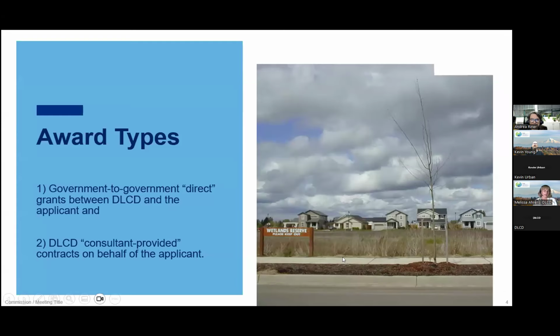Okay, next slide, please. Award types. For those of you who've received a DLCD technical assistance grant in the past, these are going to look pretty familiar. Specifically for this program, we'll have both direct grants and consultant-provided grants available. We're still working through the process to get our consultant list set up. Now I'll turn it over to Amanda to dive into the specifics on eligible projects.